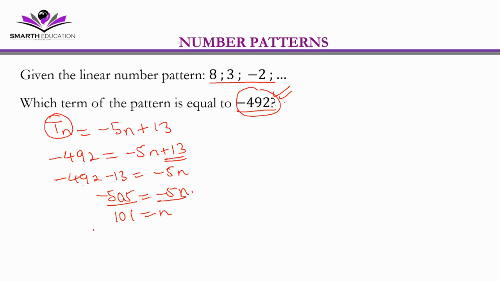So it means that therefore T101 is equal to negative 492. So it means negative 492 is term number 101.